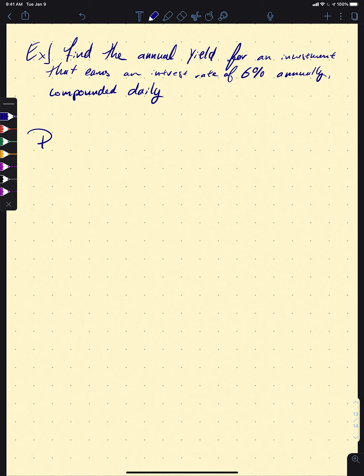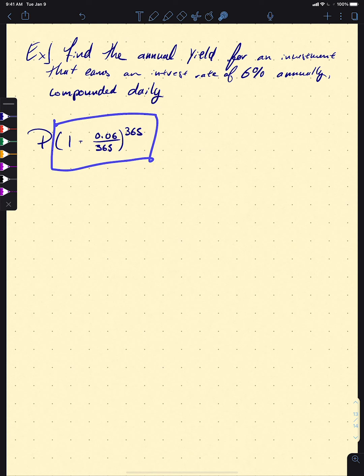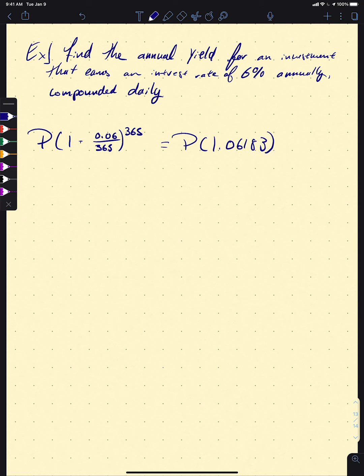We have our principal, whatever it is. That's going to be multiplied by 1 plus my interest rate of 0.06 over 365. And let's say we do this for a year, because we're looking at the annual yield. So that's to the 365. If I plug this into a calculator, then that's going to equal P times 1.06183 or so.